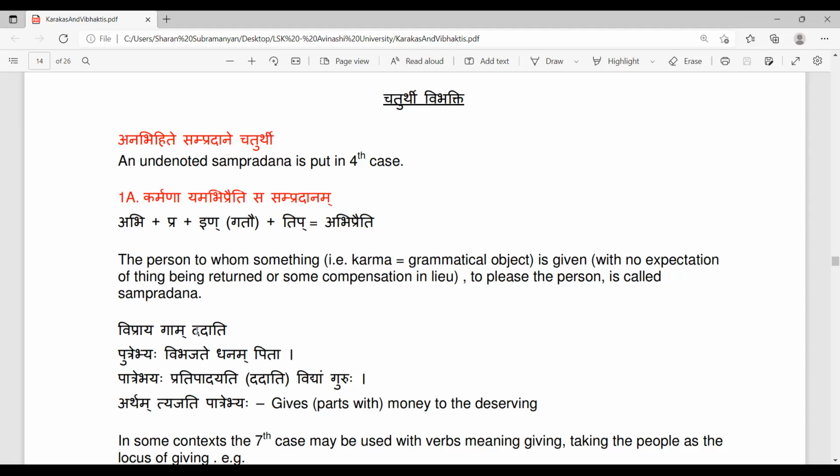So dhanasya karmana yam abhiprayati saha sampradana sanyaha. Yasya sampradana sanya bhavati tasya vibhakti chaturthi bhavati. Next example you see, putrebhyaha vibhajate dhanam pita.